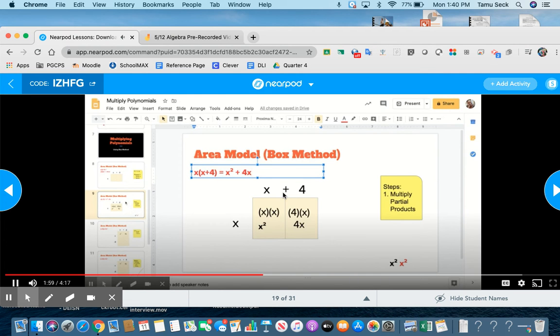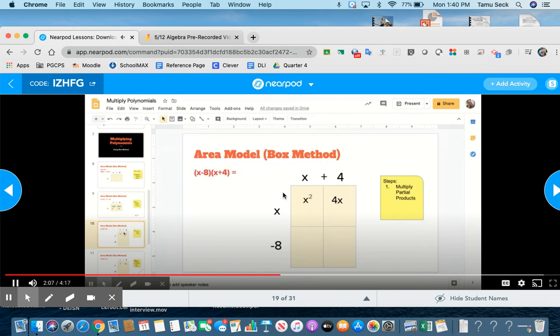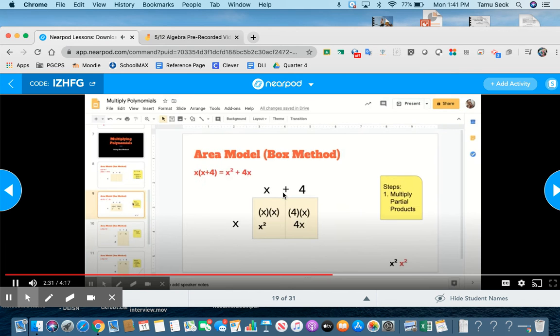Okay, so now we're going to do one that's not a monomial times a binomial. We're going to do a binomial times a binomial. In this case, we're going to do x minus 8 times x plus 4. First, we multiply x times x and x times 4. When we multiply those, we get x squared and 4x. You should notice that this is something we just did. So let's go back here. We got x times x plus 4, and we got x squared plus 4x.